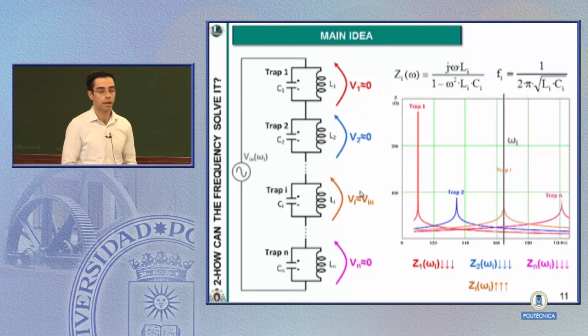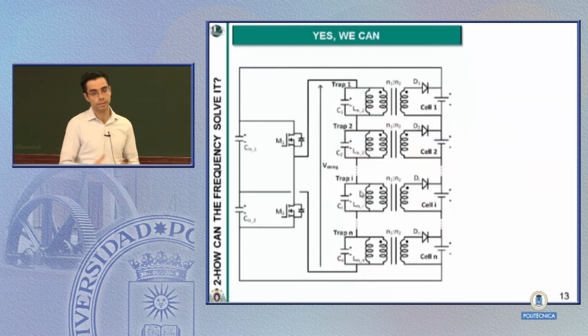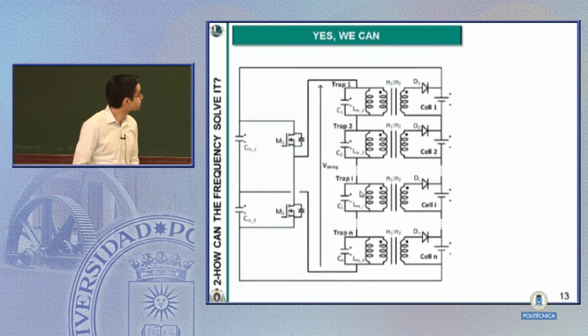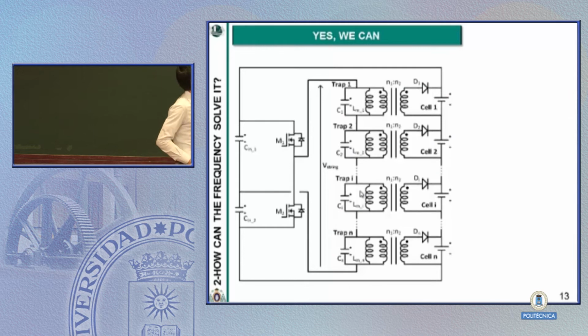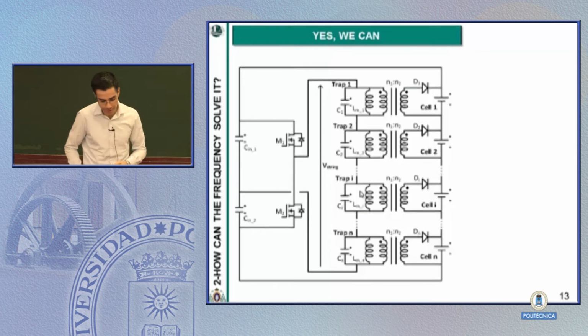Another question is, can I take advantage? Can I use this concept in battery cell equalizers? And the answer is yes, we can. I only have to make some small changes in the previous topology, in the previous schematic.